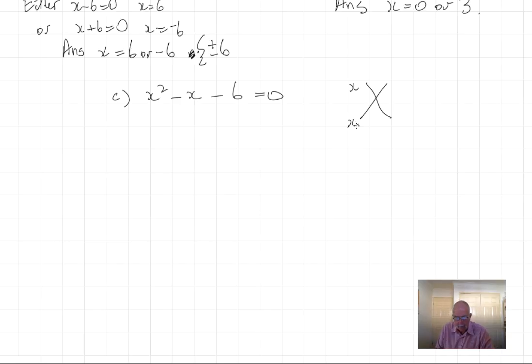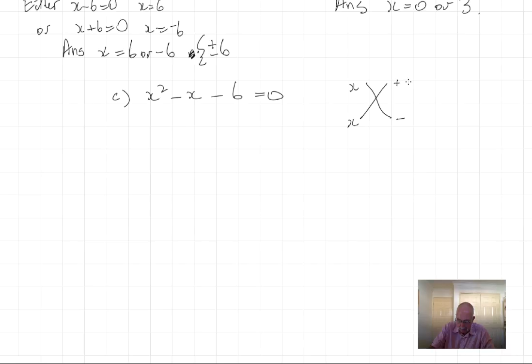To come up with those factors, these two multiply together to give you x squared. These two have got to multiply together to give me the last term, negative 6. Now, the only way I'm going to get negative 6 is if one of these is a positive and one of these is negative. And then when I multiply along here and add them together, I've got to get negative 1x. So I know that of the factors of 6 that differ by 1 are 3 and 2.